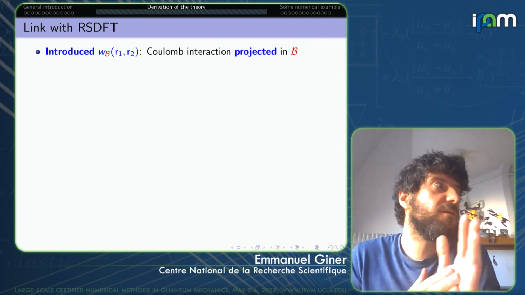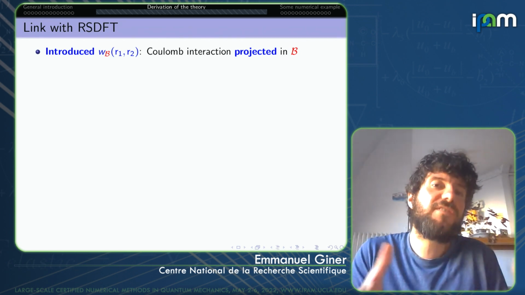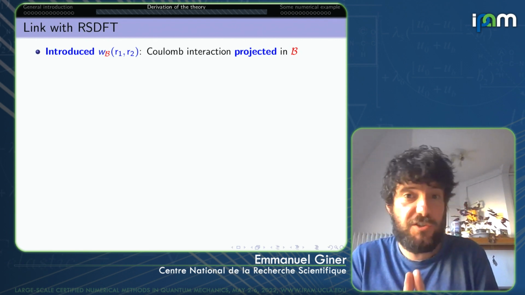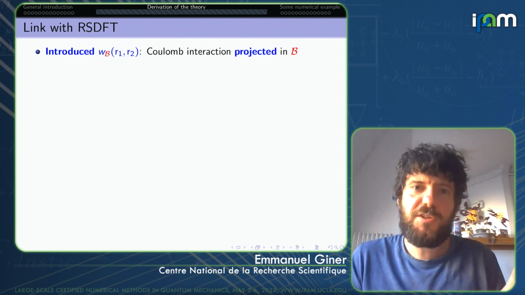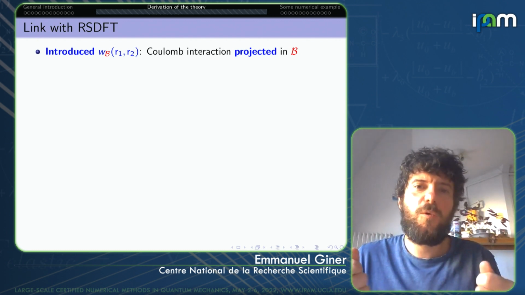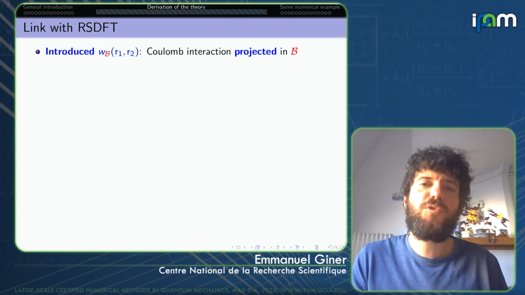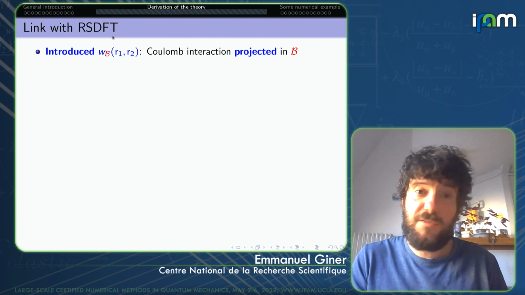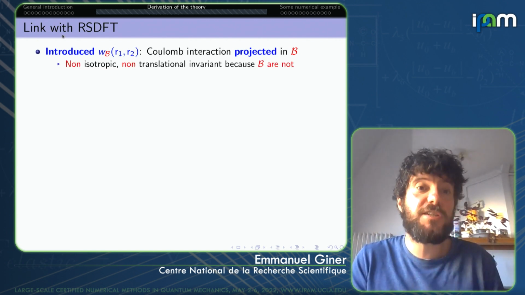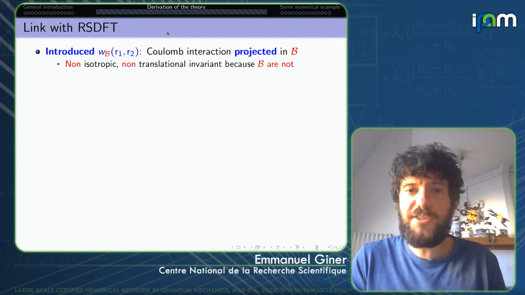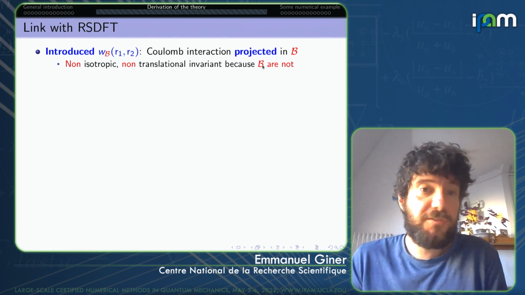It is very important in the theory, but it's quite technical. So I chose not to put it in the core of the presentation. If you want, we can discuss that later. But essentially, it really represents the action of an incomplete basis set on the Coulomb interaction. This is a function from R6 to R that is essentially non-isotropic and non-translational invariant. And why? Because the basis sets are not translation invariant or isotropic.